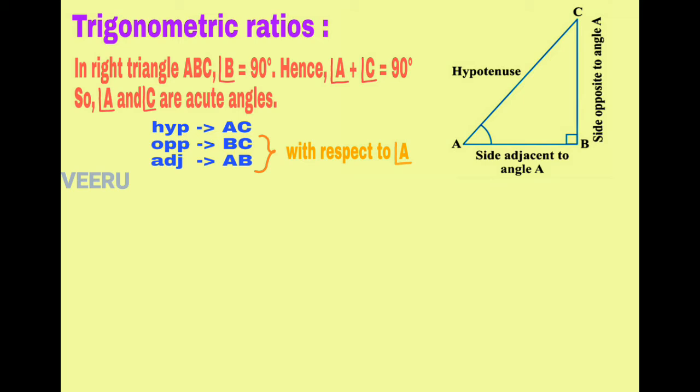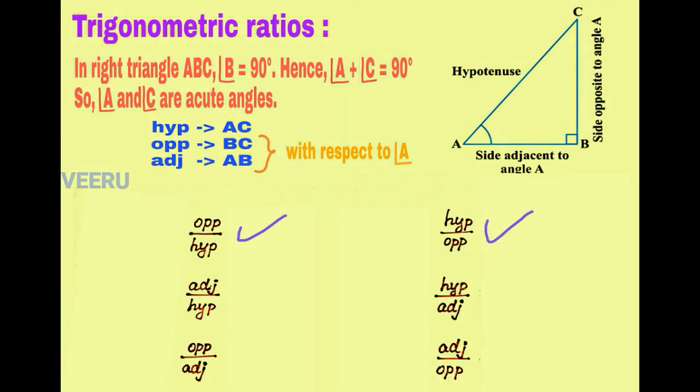If we take the ratios of these three sides, we get opposite by hypotenuse, hypotenuse by opposite, adjacent by hypotenuse, hypotenuse by adjacent, opposite by adjacent, and adjacent by opposite. The ratio opposite by hypotenuse is named as sin A, that is sine of angle A. With respect to angle A, opposite side is BC and hypotenuse is AC. Hence, sin A is equal to BC by AC.